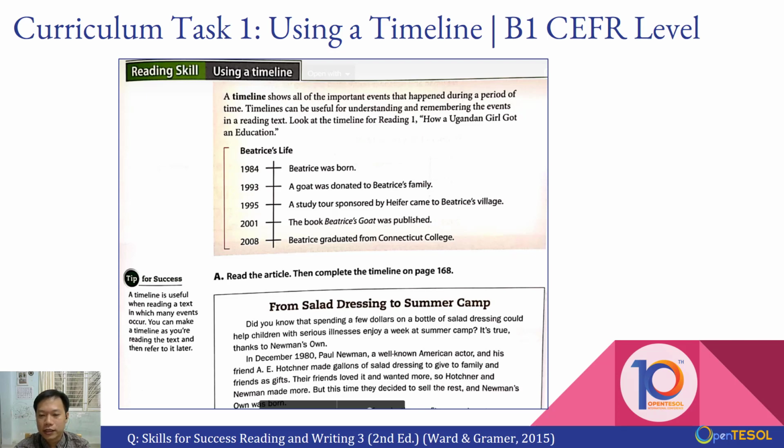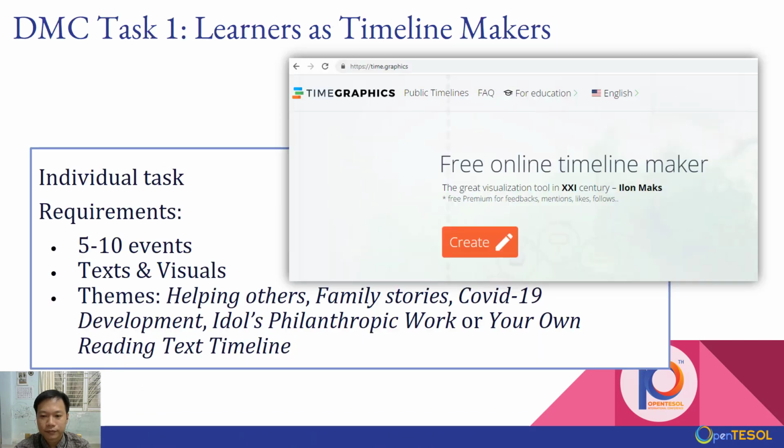So how would I change it? How would I facilitate the DMC components? Now let's look at my redesign task. Learners as timeline makers, DMC task 1. I could introduce the website named tam.graphics.